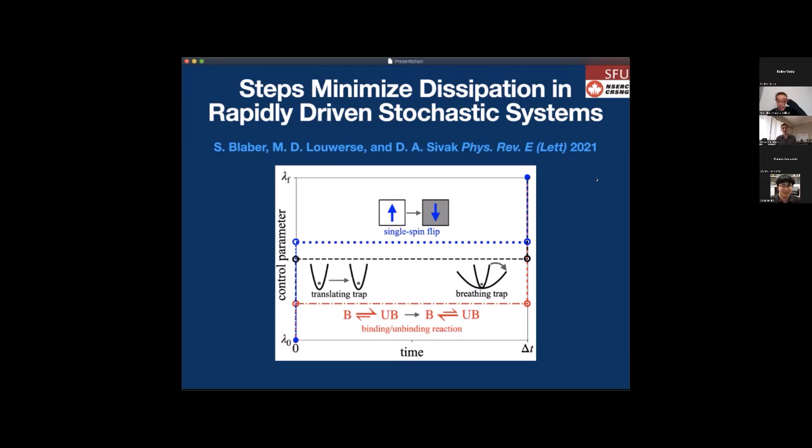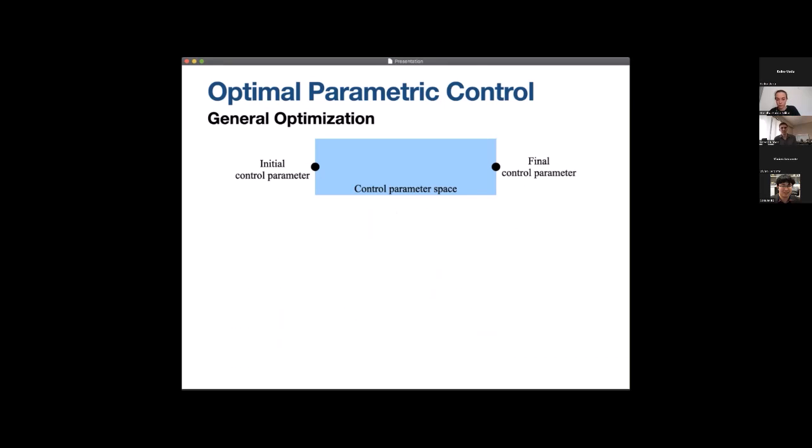Okay, so to lay a bit of the groundwork, the type of control that I'm going to be discussing today is called parametric control. And we're going to imagine we go from some initial control parameter to some final control parameter in some generalized control parameter space. Here it is just a rectangle. And you can imagine that the different paths that you take through control parameter space to get from one to the other are going to differ in their energetic cost. And we're looking for the path that has the minimum energetic cost. Specifically, we want to minimize the work done.